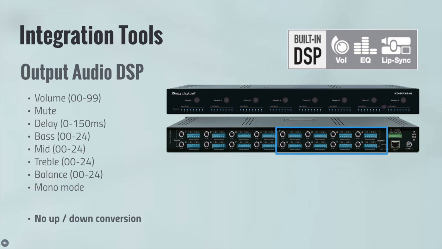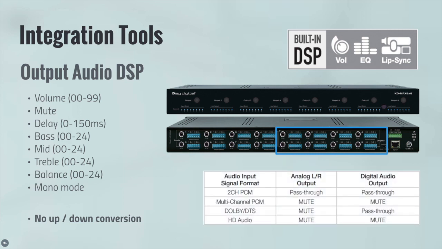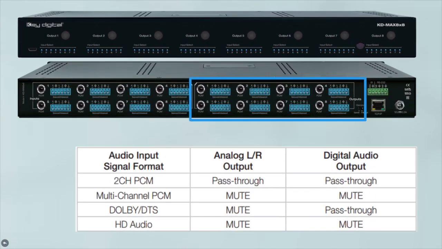Now keep in mind there is no up or down conversion when outputting your audio. So if you have a multi-channel audio format coming in as your selected source on digital and you wish to output that as analog, you would need to ensure that that source is instead coming in as 2-channel PCM.